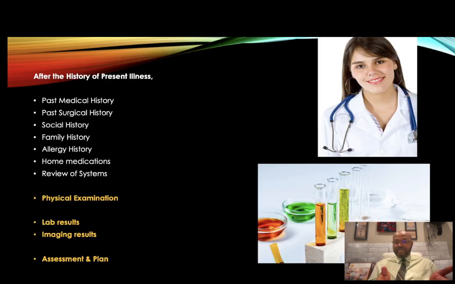So, of course, after the history of present illness, where I spent my time, you still have to go through your past medical history, past surgical history, social history, family history, allergy history, home medications, review of systems, and of course, your physical examination, lab results, imaging results, and then your assessment and plan. But I haven't spent time on these other history aspects just because you can pretty much just ask the patient. You don't need to think too much. You don't need to exhibit much art or science in that. You just need to get information from the patient to fill in the blanks. And then you have your assessment and plan.